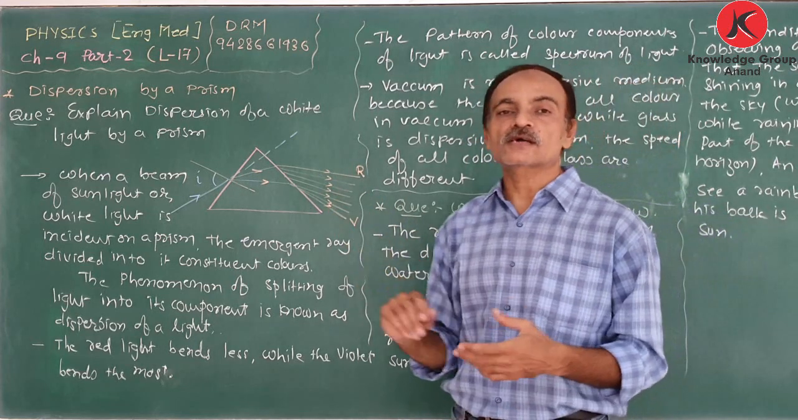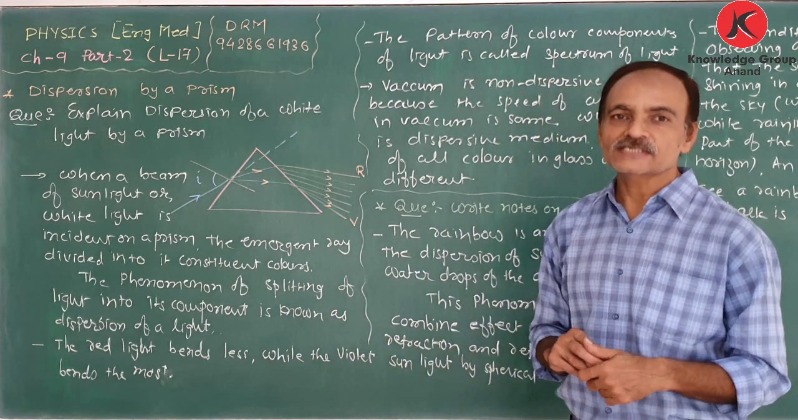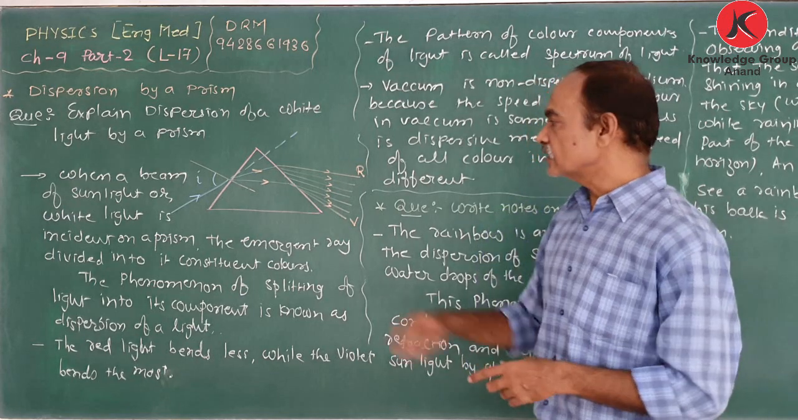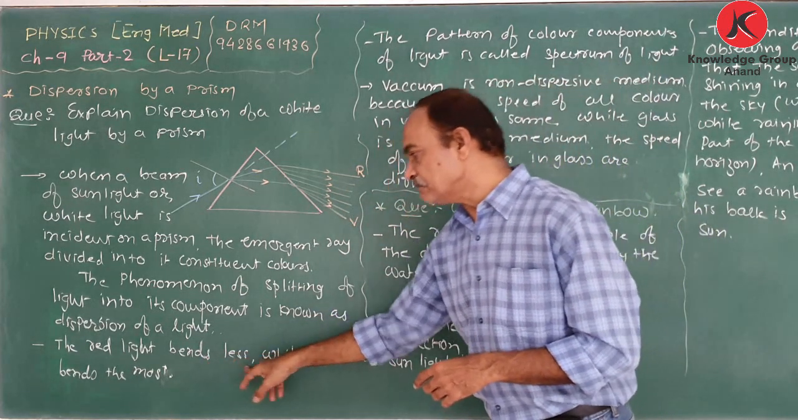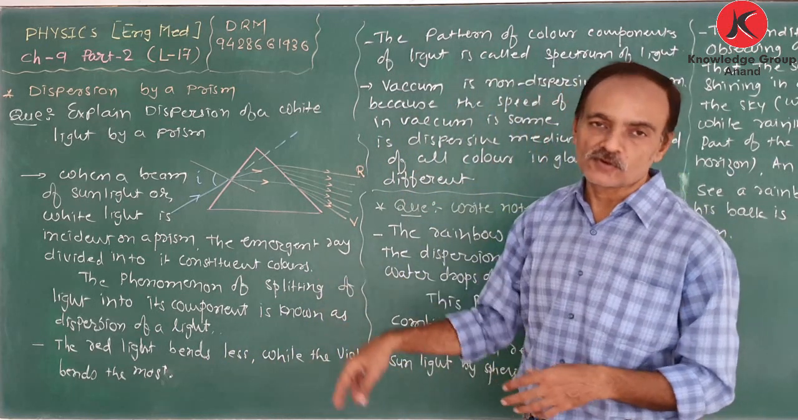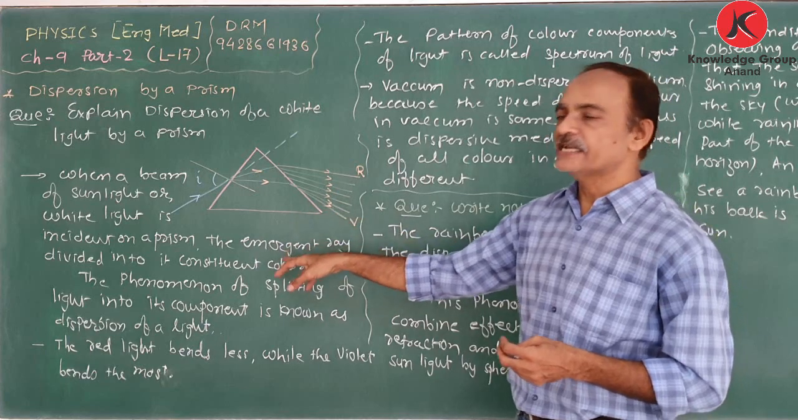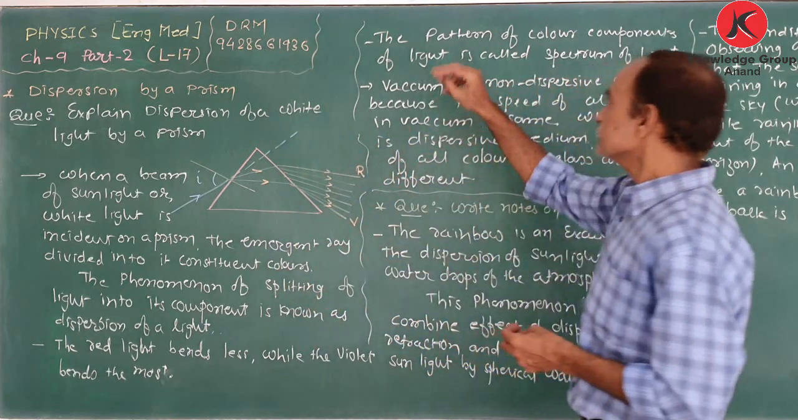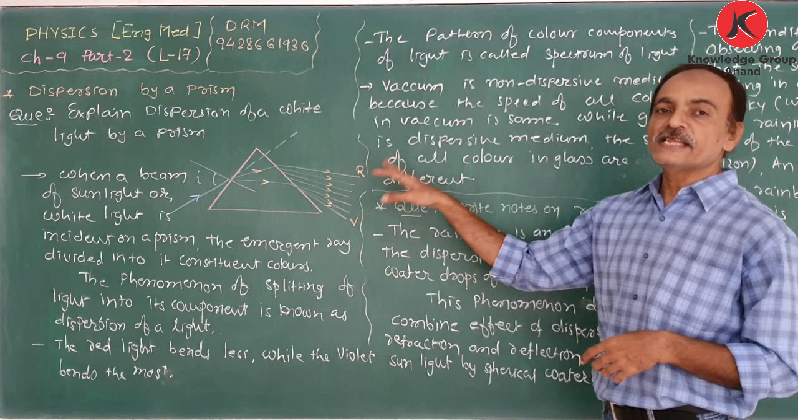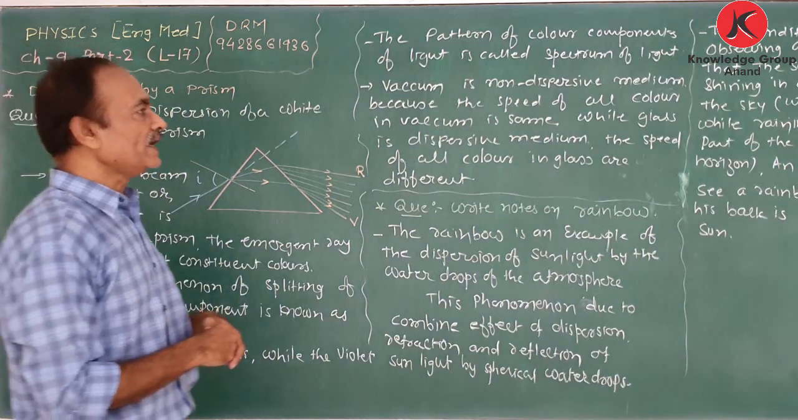And this phenomenon also occurs in our daily life. A rainbow in the monsoon season takes place. What is the bottom color and the top color? The bottom color is violet, the top is red. Because the red light bends less, while the violet light or the blue light is bent more. Therefore, the order of colors during the dispersion of light is obtained this way. After that, this pattern of color components obtained in the emergent ray is known as the spectrum of light.